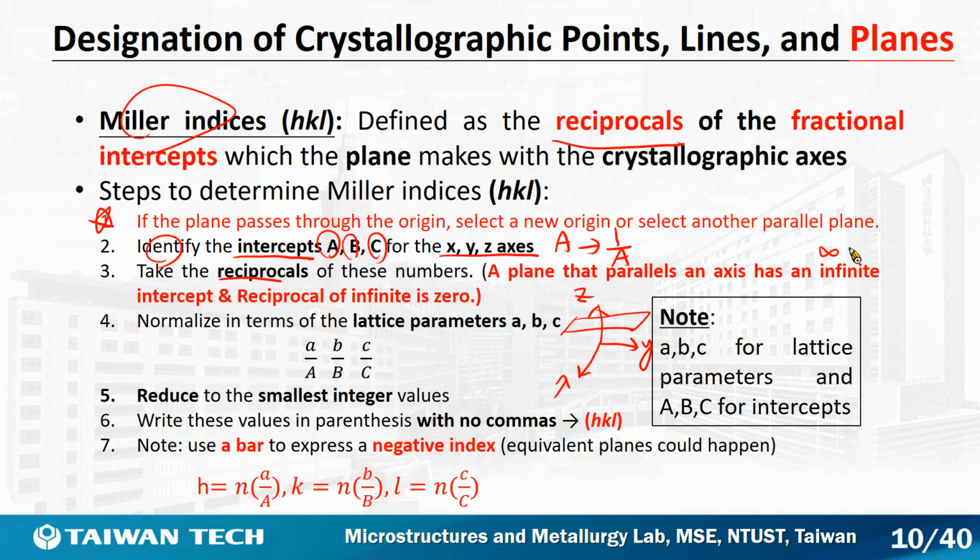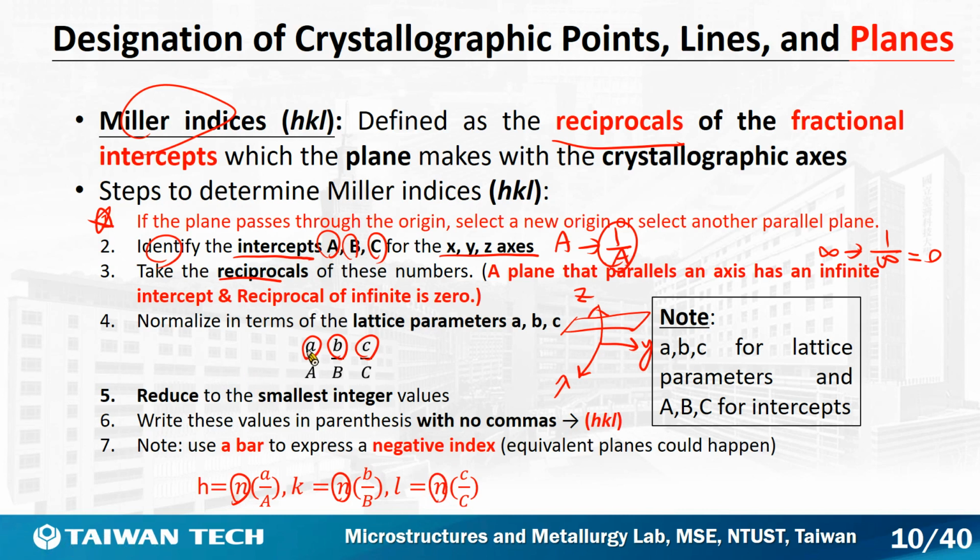And then we take the reciprocal operation. It will become 0. Okay? This is just a note. We will talk about this. And then after we take the reciprocal of the intercepts, we normalize it in terms of a, b, and c here. And then again, we reduce it to the smallest integer. Then we can get the result.